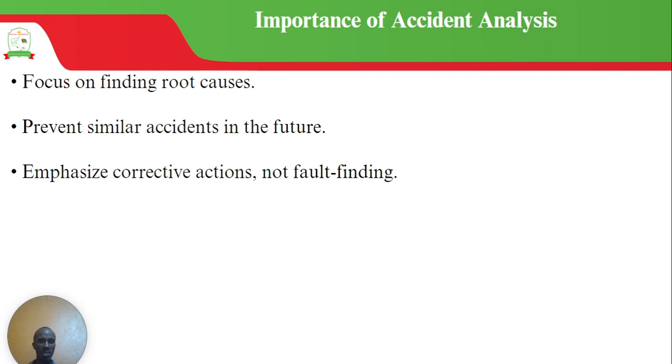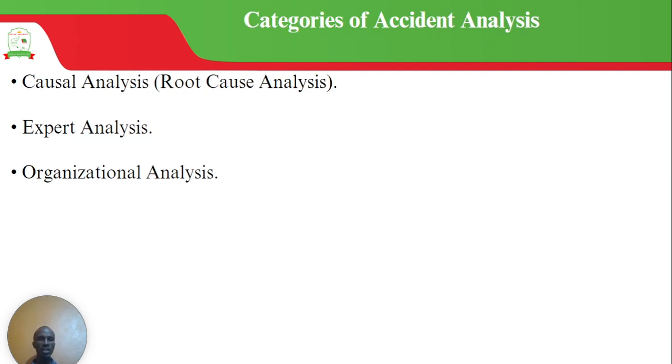So this accident analysis will enable us to focus on finding those root causes to prevent similar accidents in the future and emphasize corrective actions and not blaming individuals here and there. So the categories of this accident analysis can include causal analysis, what we call the root cause analysis or RCA. We can have expert analysis where we can use experts, and then organization analysis where we analyze the entire system of that workplace, you know.